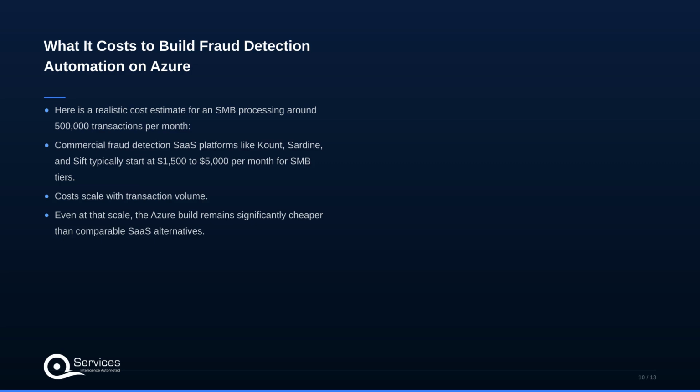Costs scale with transaction volume. At 5 million transactions per month, you would move to 2 or 3 streaming units in Stream Analytics and increase your Event Hubs throughput units accordingly. Even at that scale, the Azure build remains significantly cheaper than comparable SaaS alternatives.